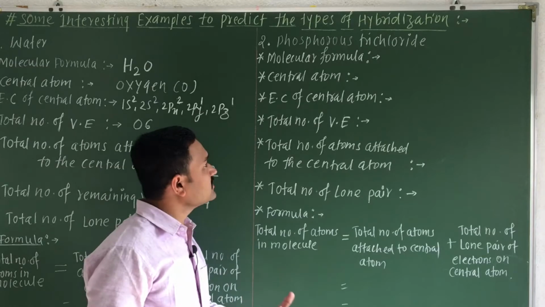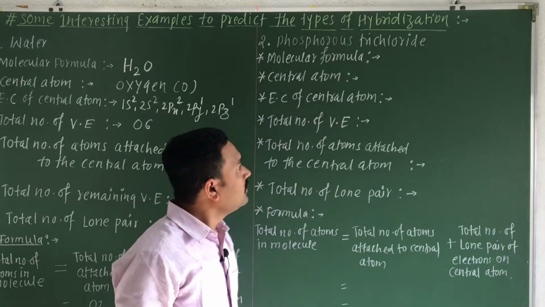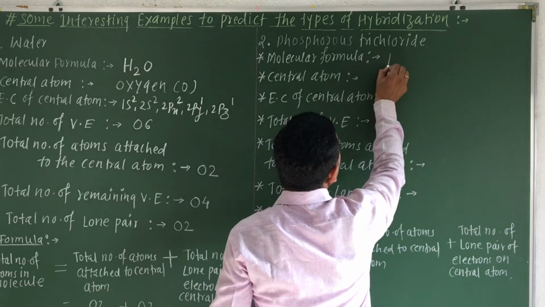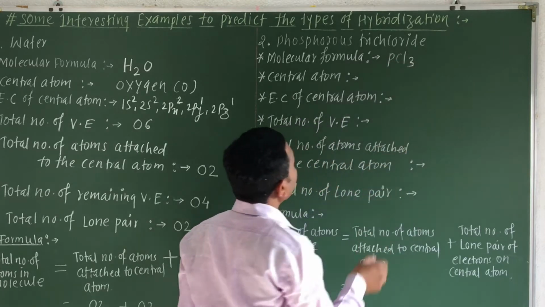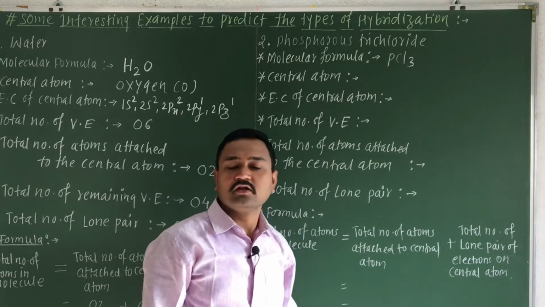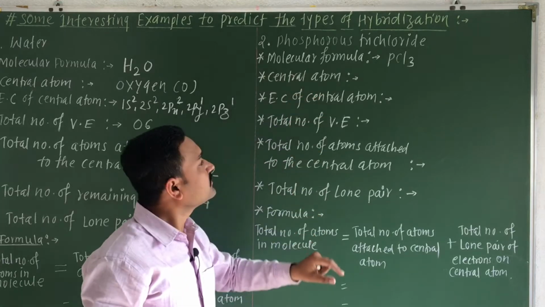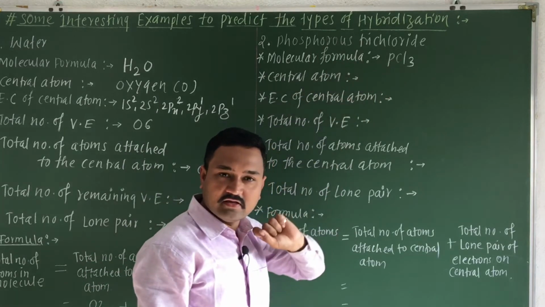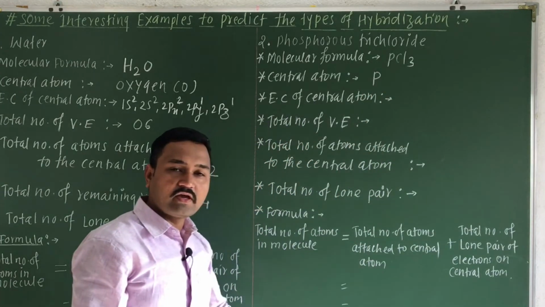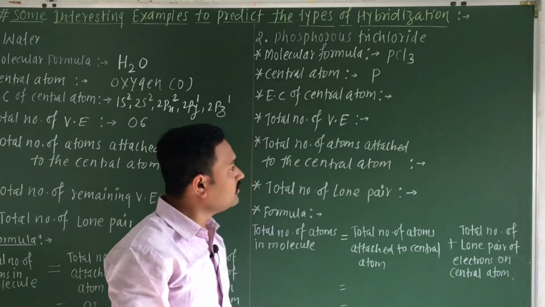Now let us consider the second example, phosphorus trichloride. The molecular formula of phosphorus trichloride is PCl3, as there is a phosphorus atom and 3 chlorine atoms attached to it. The central atom in phosphorus trichloride is phosphorus. As we learned in the previous lecture, we can easily predict the central atom in a given molecule.